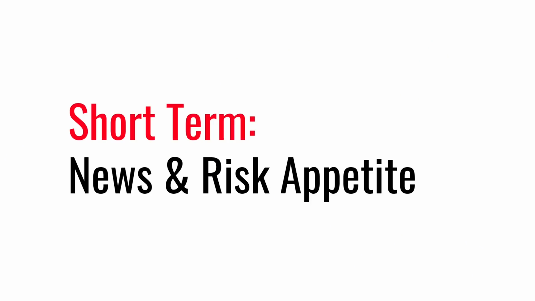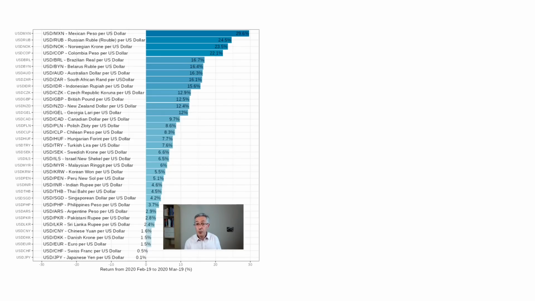Now let's think about short-term drivers, and this is dominated by news flow and risk appetite. If we look at what happened to currencies after the pandemic started to affect markets, this is how the dollar moved relative to multiple other currencies from the time just before the crisis hit to the worst point when equities sold off the most. And these are huge currency moves. This is a very unusual period.